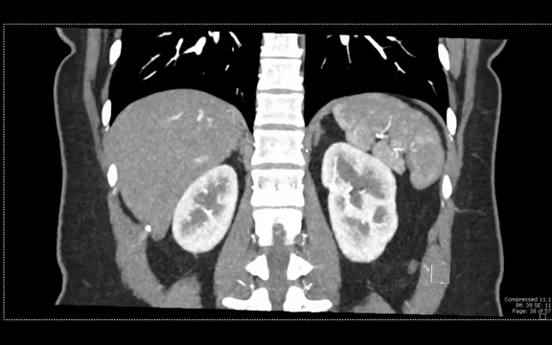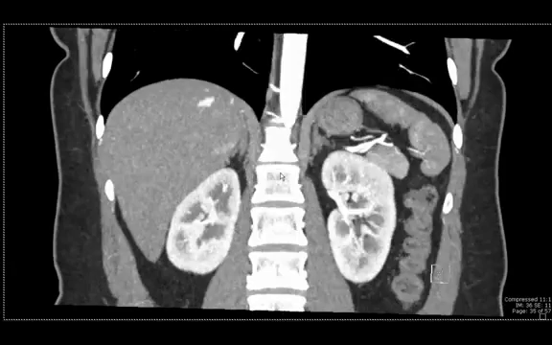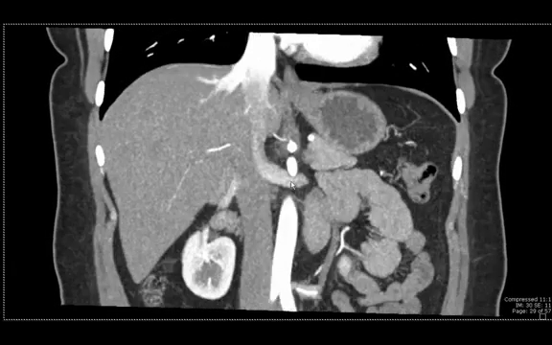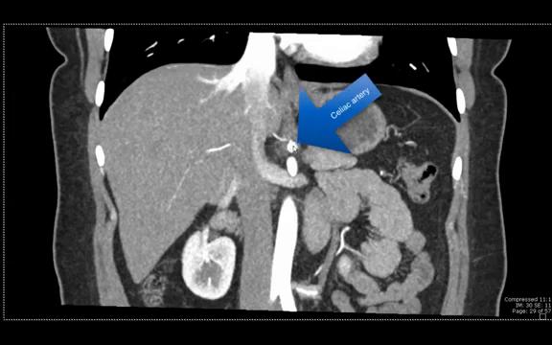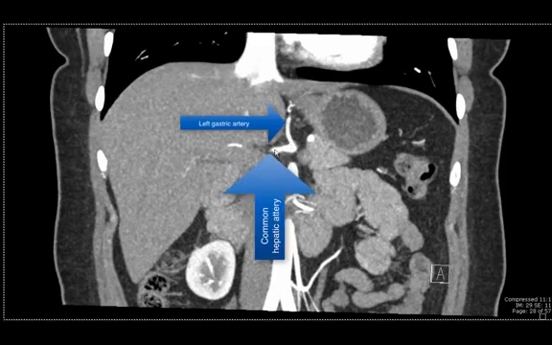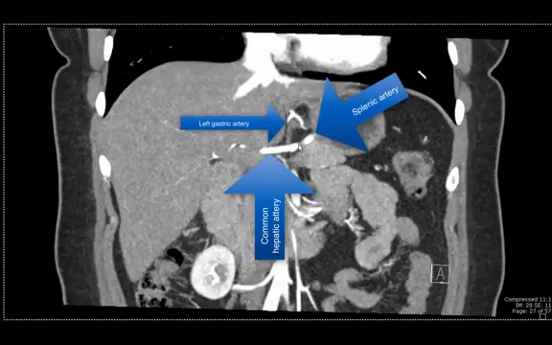To review some of the arterial anatomy in the coronal plane, we'll go back to our arterial phase images, and as you scroll from posterior to anterior, remember as you see the spine that's more posterior, as you scroll more anterior you can start to see the abdominal aorta. The first branch that comes off the abdominal aorta is the celiac artery. That gives rise to several branches, one of which is the left gastric artery going cephalad, the common hepatic artery going to the right, and the splenic artery, a portion of which you can see here, going to the spleen.